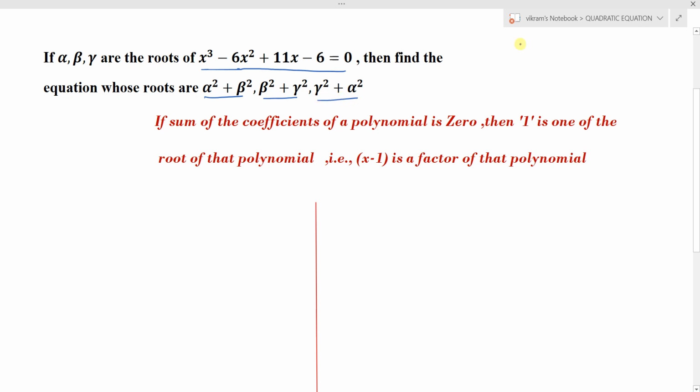We know that if an equation has roots, let's say p is a root and q is a root, then the quadratic equation can be written as x minus p into x minus q is equal to 0. For example, if p, q, r are the roots, then we can write the cubic equation, the polynomial equation, as x minus p, x minus q and x minus r equal to 0.